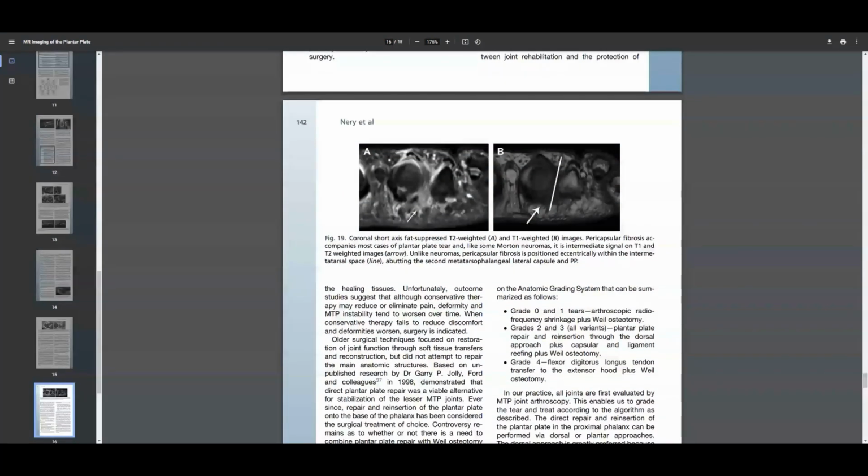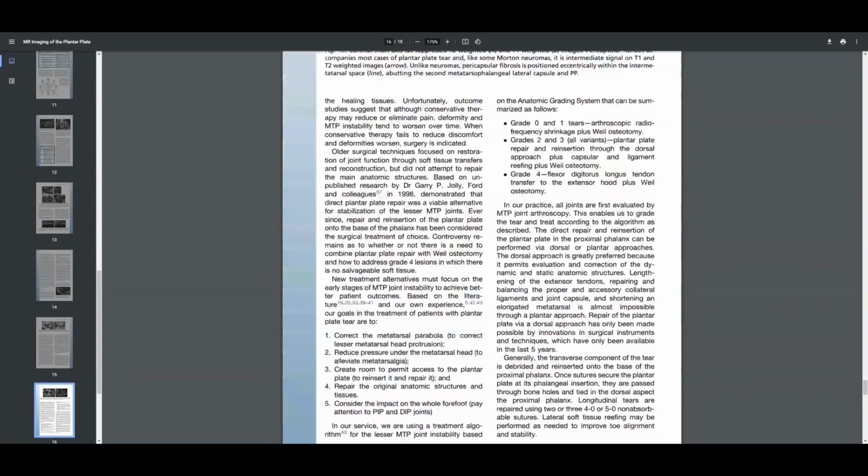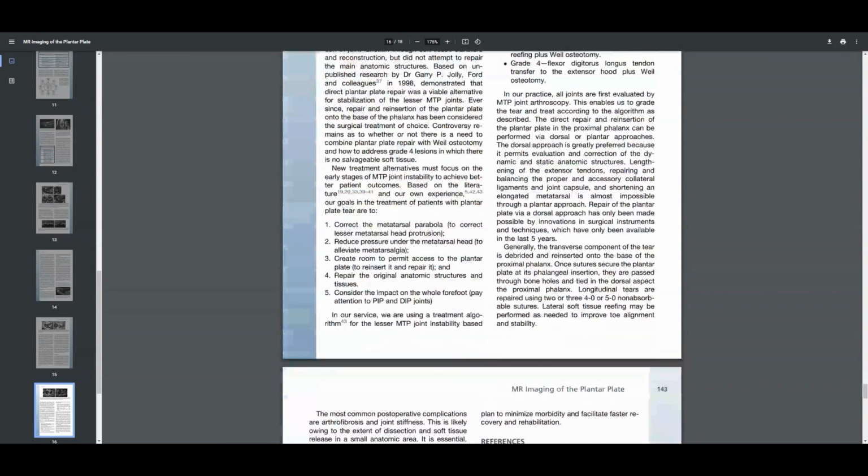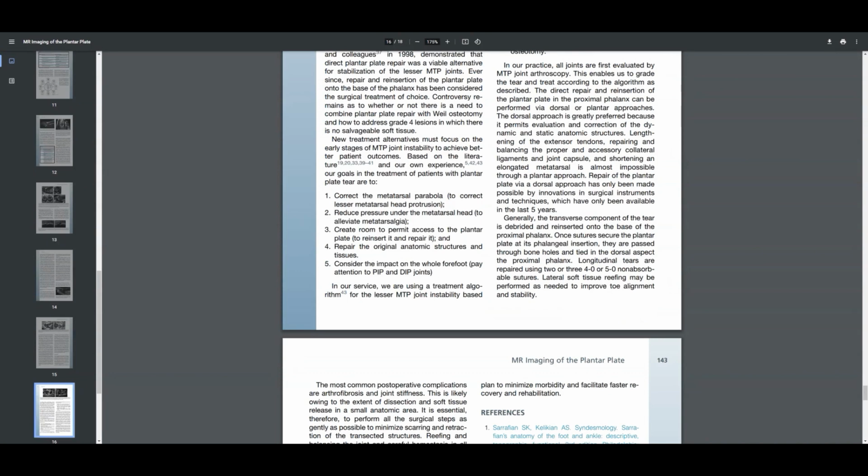So where in the past they did not have great surgical techniques, now they have restoration techniques of joint function, soft tissue transfers and reconstruction that can really help stabilize these lesser MTP joints and are showing to have greater success. But what we can do is help them to understand what is the degree of dysfunction that the patient is showing on the MRI by looking at the metatarsal parabola, letting them know about the ability of a head protrusion or their goals, helping them to reduce pressure under the metatarsal head. What do we see on the MRI to help alleviate that? Does the patient have a pes cavus or different things like that?